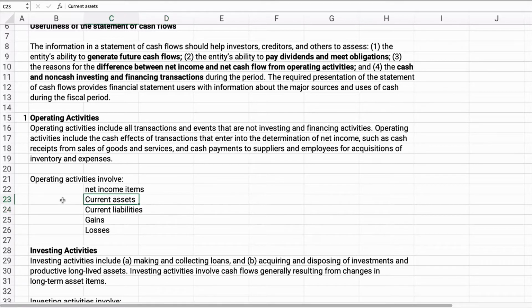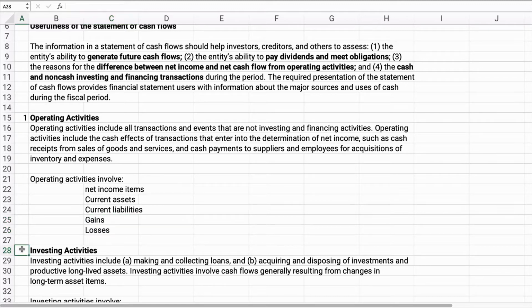Anything involving changes of current assets, like increase in accounts payable or decrease in inventory. Anything that's a current liability, any gains or losses, because they show up in the income statement, then they count. But gains and losses are not extra cash, and we'll have to subtract those out if we're doing the indirect method. So this is the way to remember operating activities.